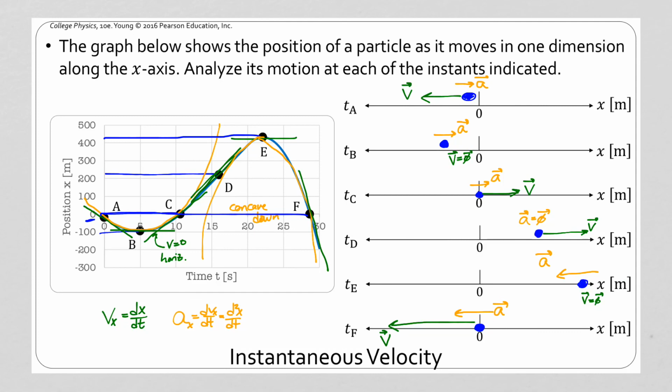So here I can take a position graph, and I can look at the point of the particle, as measured on the position axis there, and I can map that onto a coordinate system, and I can figure out where the particle is at each instant. I can use the slope of the tangent line to estimate the velocity of the particle at each instant, and I can estimate the curvature of the graph to give myself an idea of what the acceleration is at each instant.